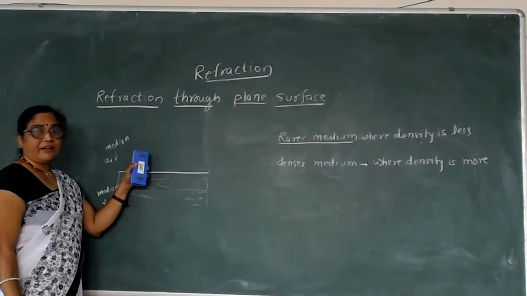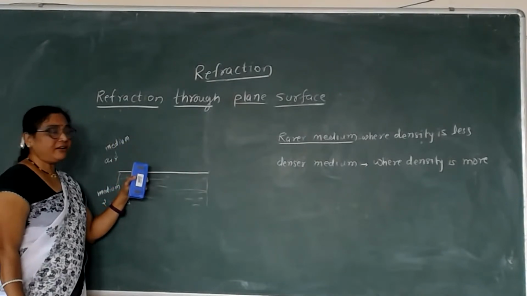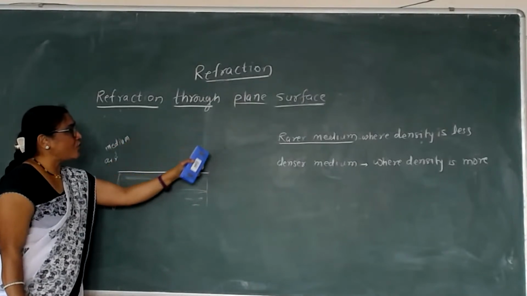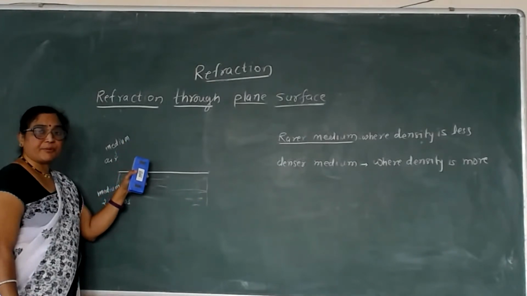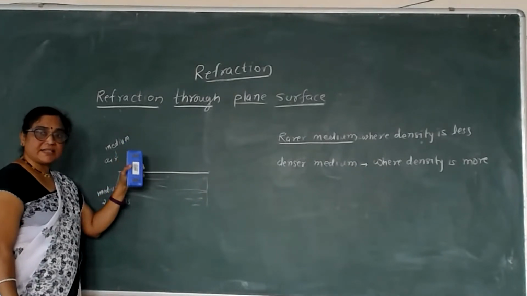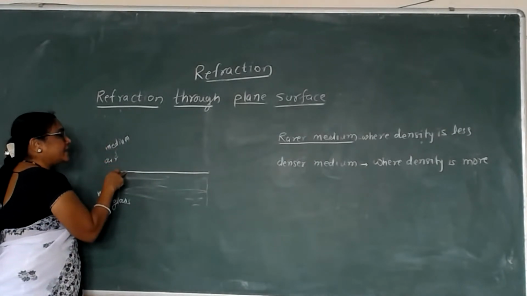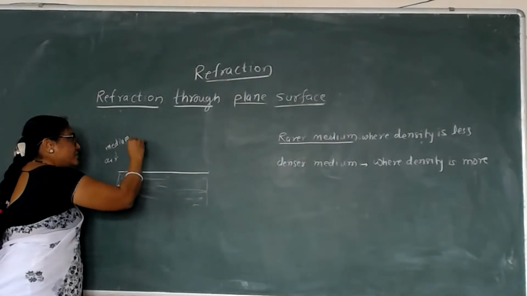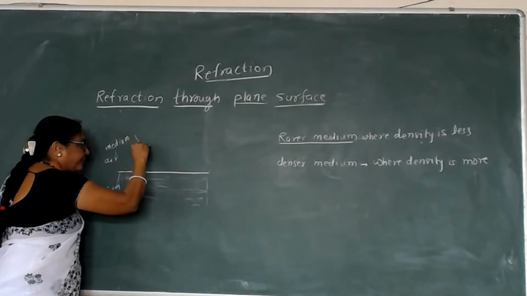Then we know that a homogeneous medium is one where the density is the same. So this is also homogeneous, and this is also homogeneous. When the ray of light propagates, the speed of light is the same in a homogeneous medium. Then here, the ray of light propagates from medium 1 to medium 2. Suppose the ray of light is incident obliquely.